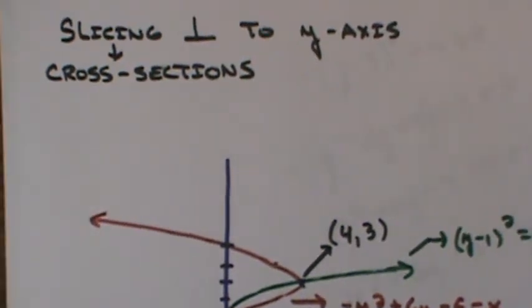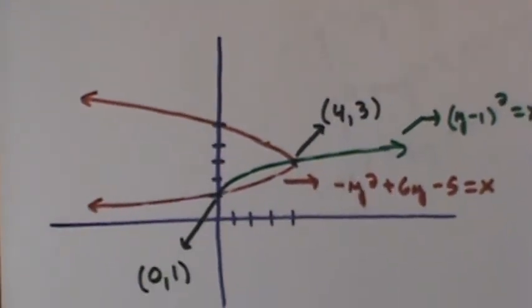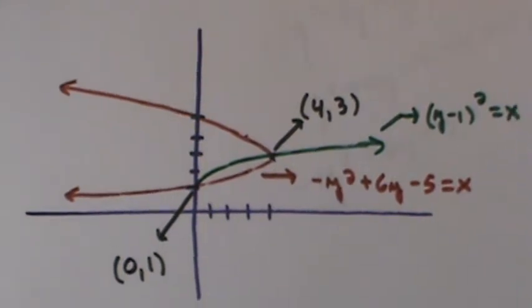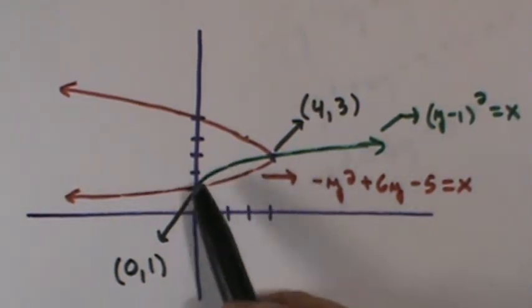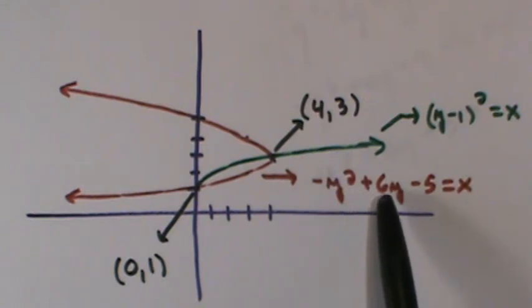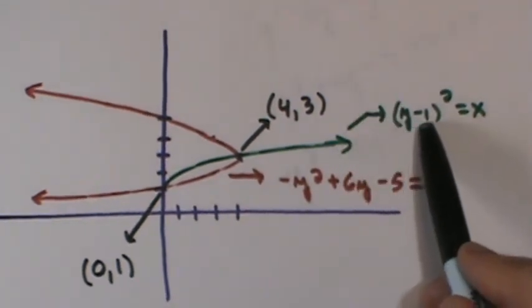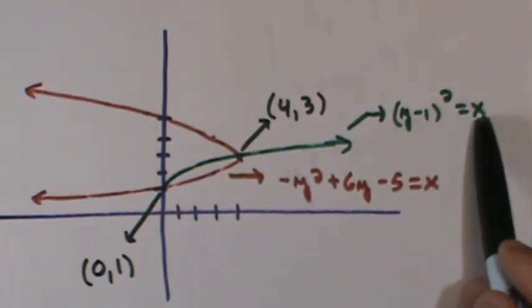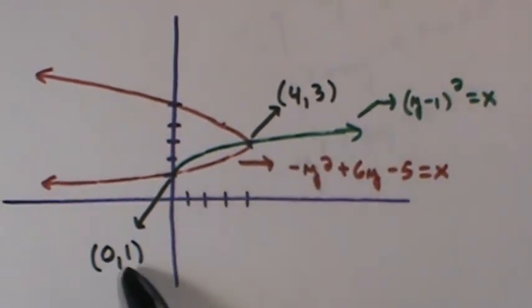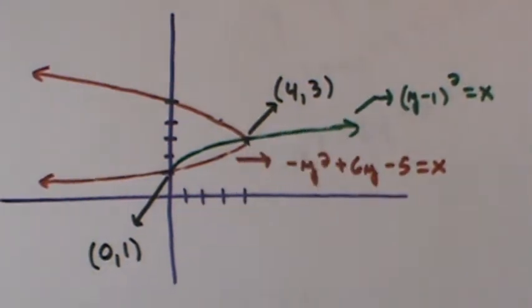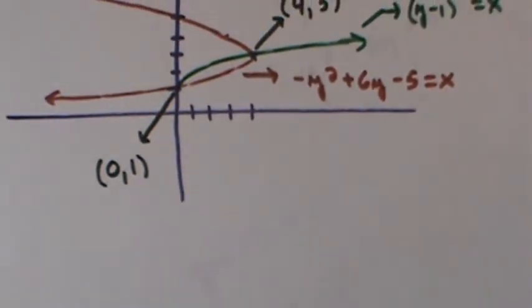A video on slicing or cross sections perpendicular to the y-axis. Again, to save time, I've already drawn out the two equations that we're working with, establishing our bounded region. In this case, we have the equation negative y squared plus 6y minus 5 equals x, the quantity of y minus 1 squared equaling x, and I found the points of intersection to be at (0, 1) and (4, 3). I'm going to blow this up just a little bit.